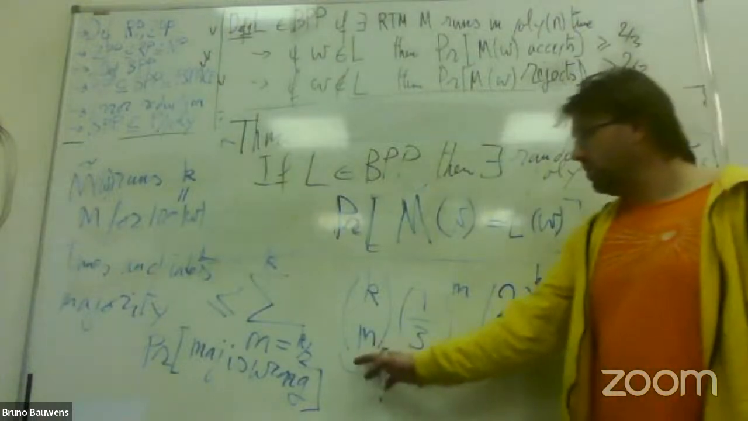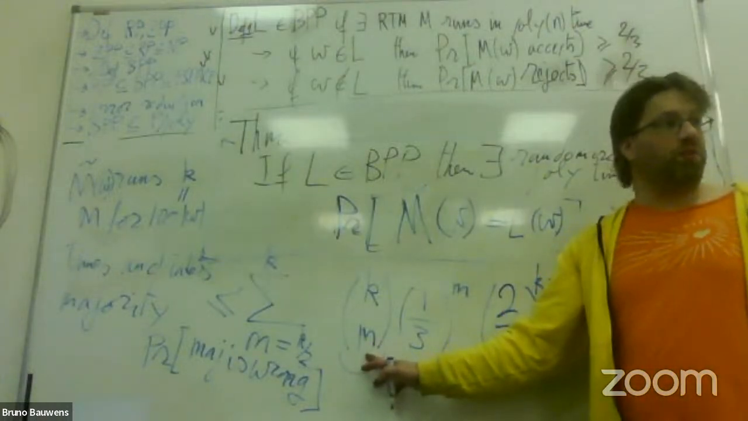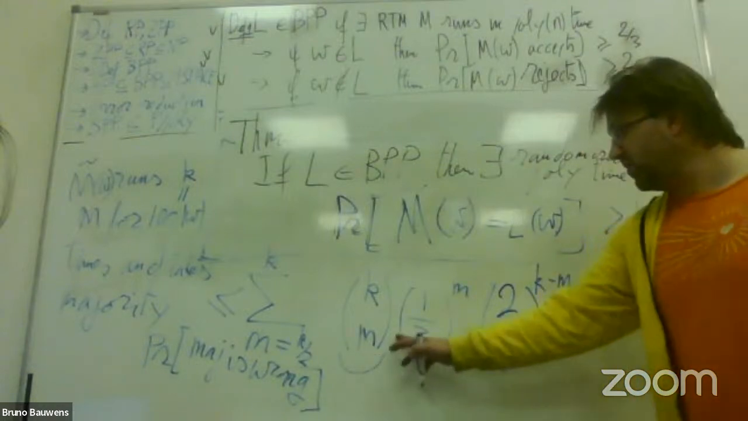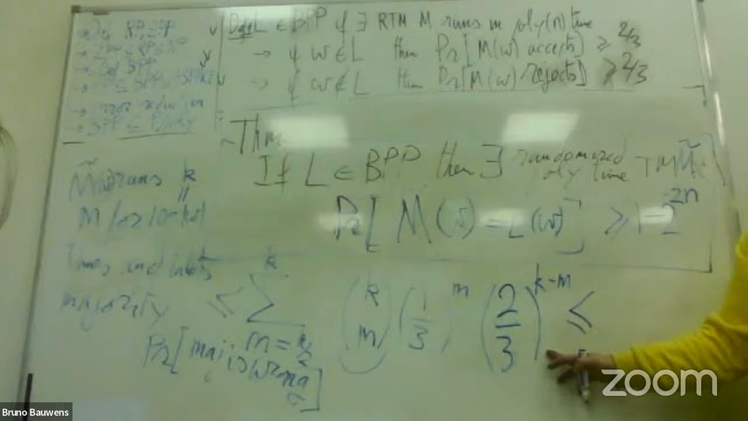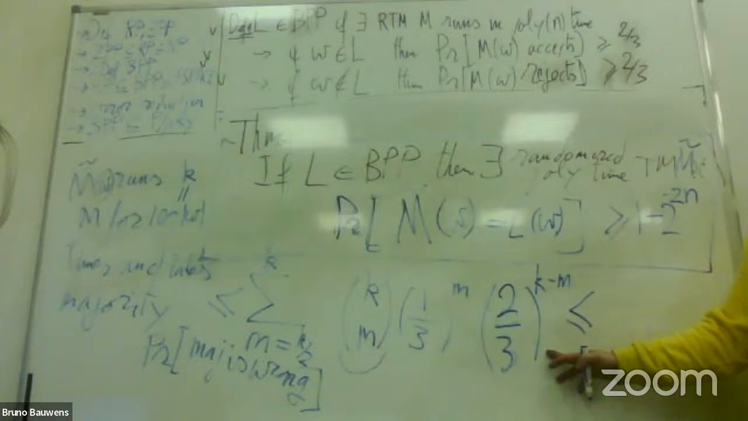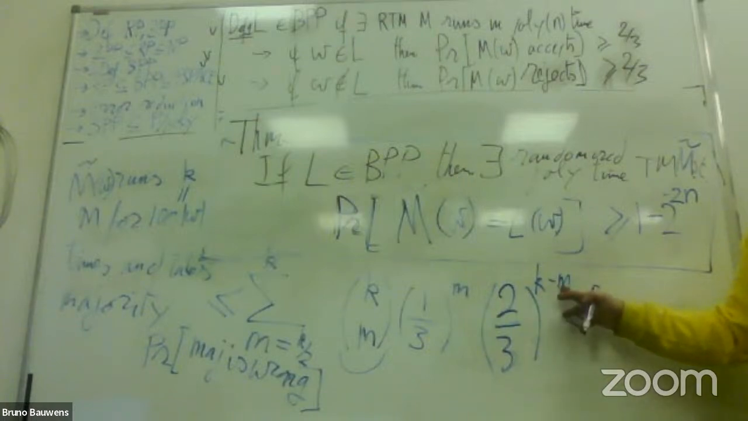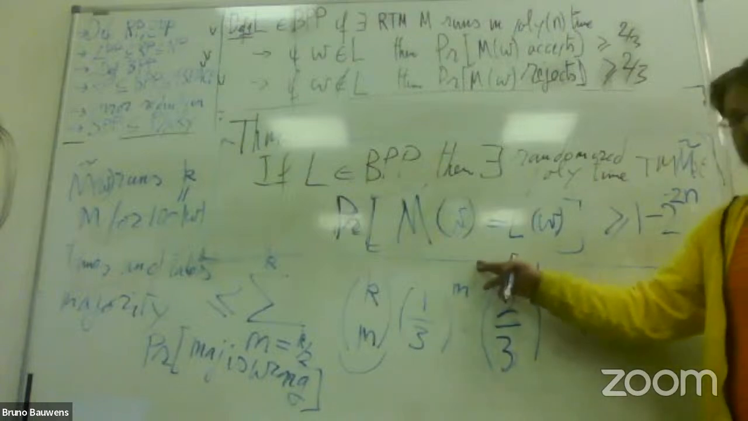So the sum of all binomial coefficients is equal to 2 to the power K. And for this other term, take the worst case term. So the worst case term is when M is the smallest. So we have K over 2 and K over 2 here.